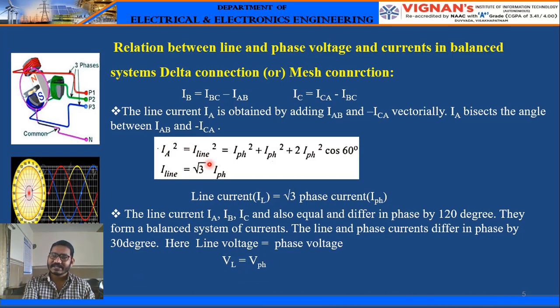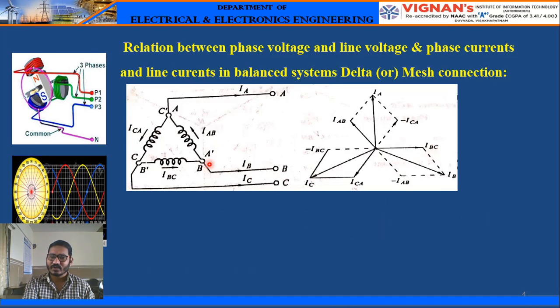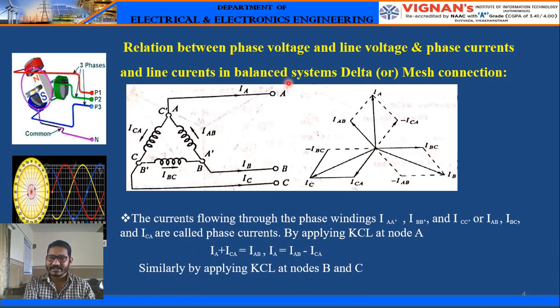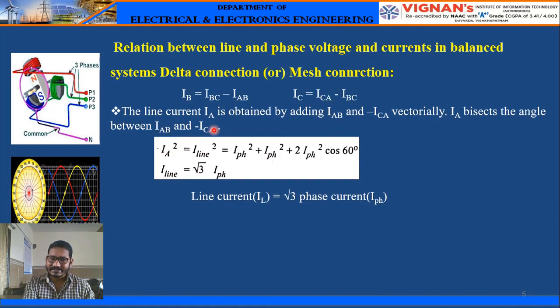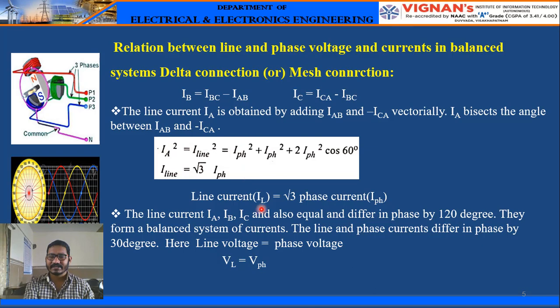For delta connection, if you apply the voltage VAB here, the same voltage appears across the phase windings also. It means for delta connected systems, the phase voltage and line voltage are both the same.